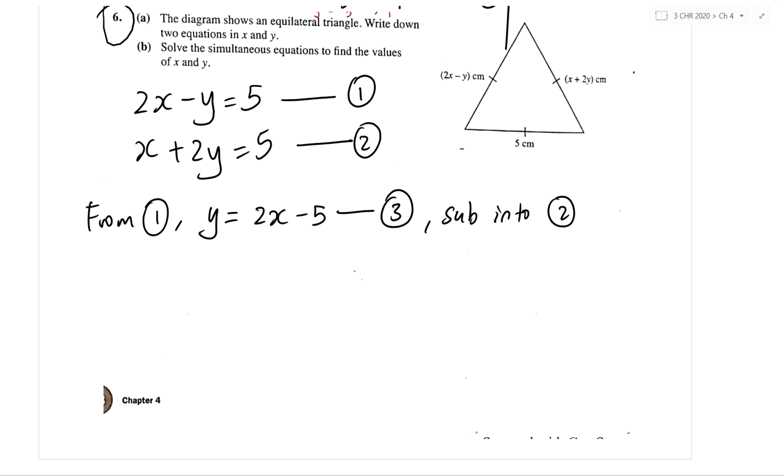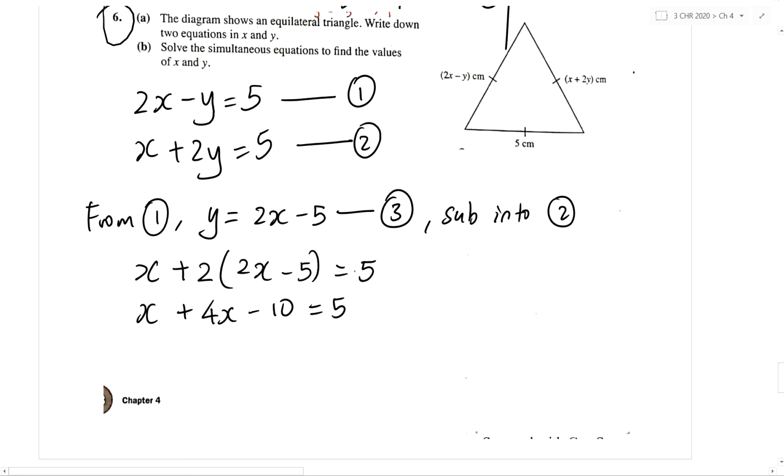So let's start. X doesn't change. Plus 2, copy down, 2x minus 5, and this is equal to 5. Expand: x plus 4x minus 10 equals to 5. 5x equals to 15. X equals to 3. You have x equals to 3? No, after this what happens?